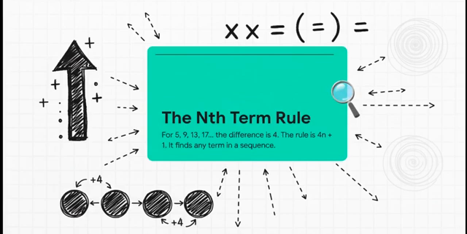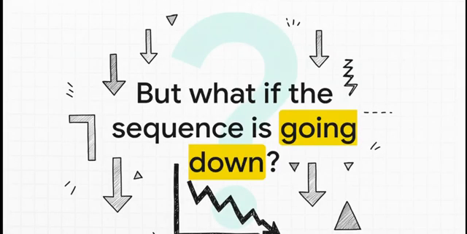Now just think about the 4 times table for a second. 4, 8, 12. Now look at our sequence, 5, 9, 13. Can you see it? Our sequence is always just 1 more than the 4 times table. That's our little adjustment. So the final rule is 4n plus 1. Done.